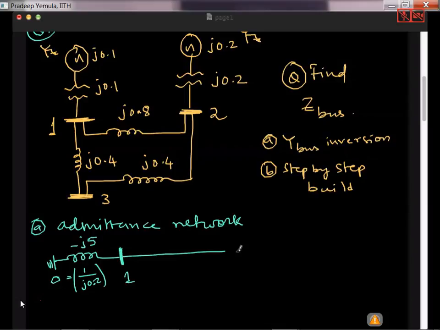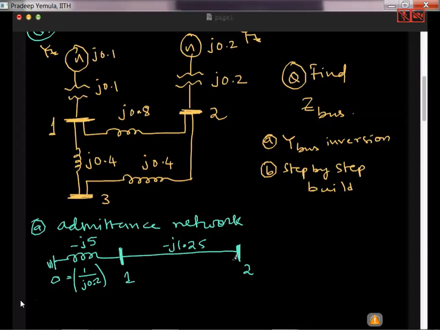Then I have bus 2. Now the line between 1 and 2 is j0.8. So what is the admittance of that j0.8? I have to take 1 by j0.8. So let me open my calculator also. 1 by 0.8 is 1.25. So this is minus j1.25 per unit. This is the admittance of this line.